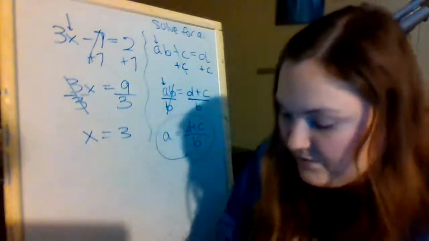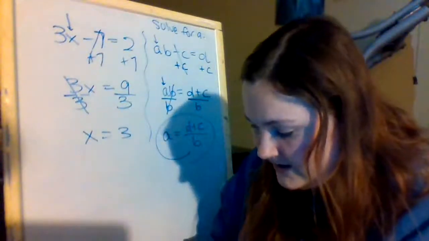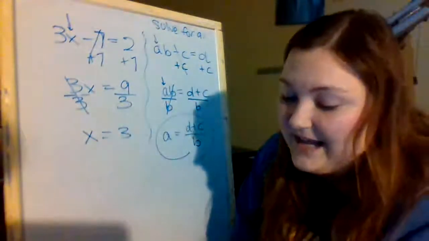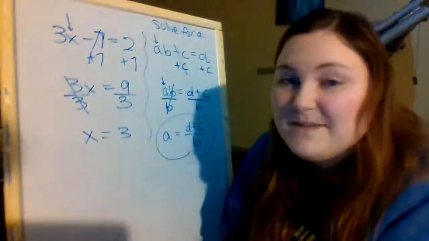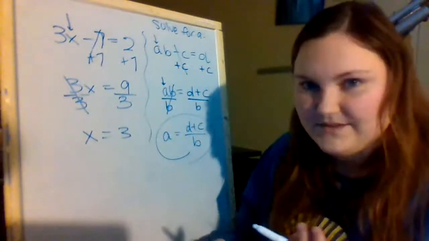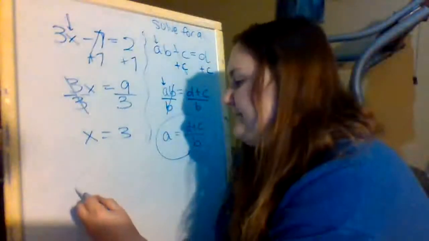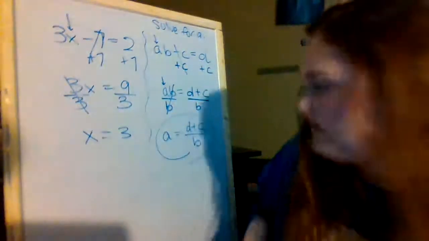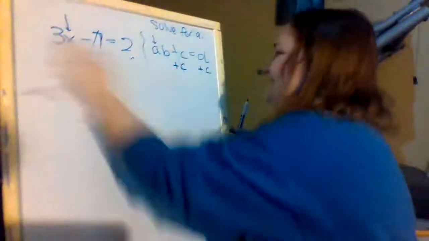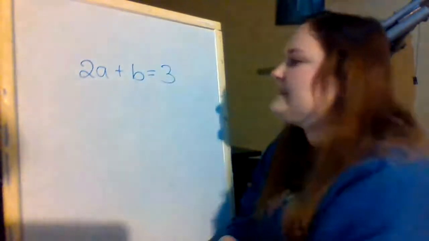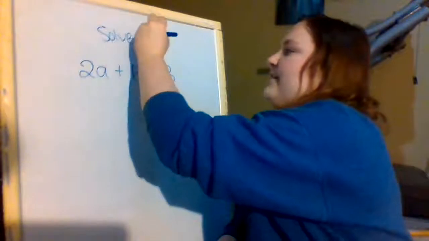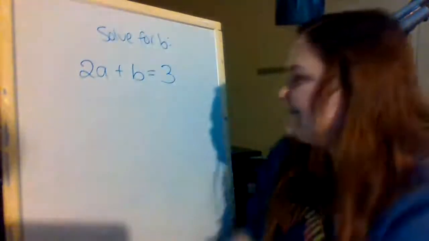The rest of the ones in the examples are some more like this that are two-step. The only difference between these and those is those have some numbers mixed in. Just be careful when you're solving an equation with numbers and multiple variables. So for example, bonus problem. If I were to give you something like 2a plus b equals 3, and I asked you, we'll mix it up this time, solve for b.